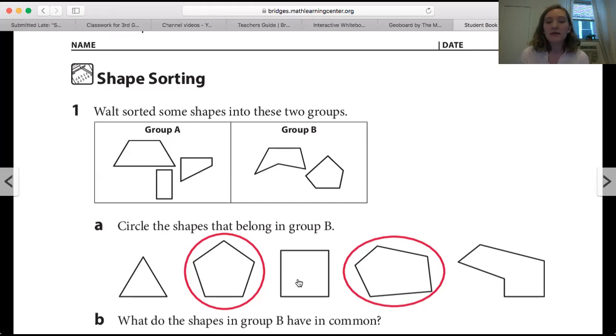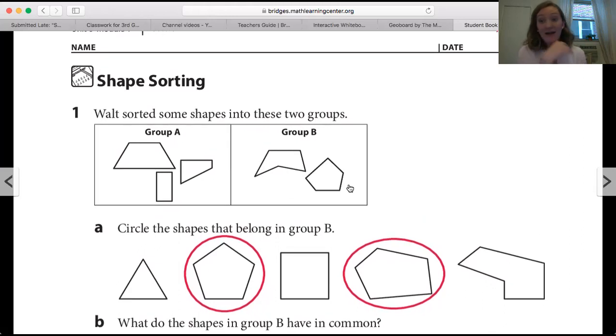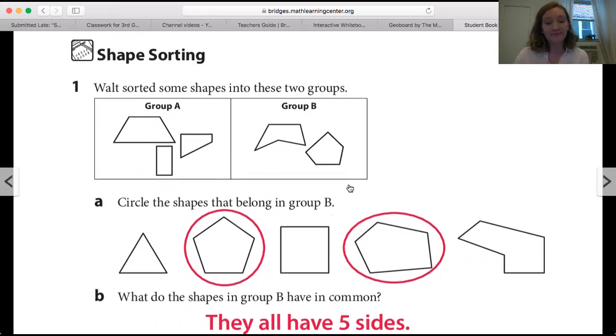This one only has 3 sides. This one has 4 sides. And this one has 6 sides, I think. 1, 2, 3, 4, 5, 6. So these 2 shapes belong in group B because they have 5 sides, like these. Does anyone know what a shape is called that has 5 sides? It's called a pentagon. Some of you might have said that.